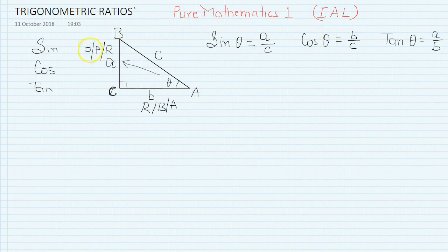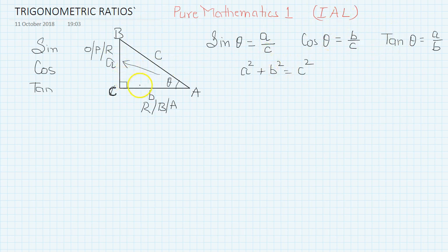So by using this we can calculate the sides. The relation between these three sides is A square plus B square is equal to C square. That is the relation of A, B and C if it is a right angle triangle.